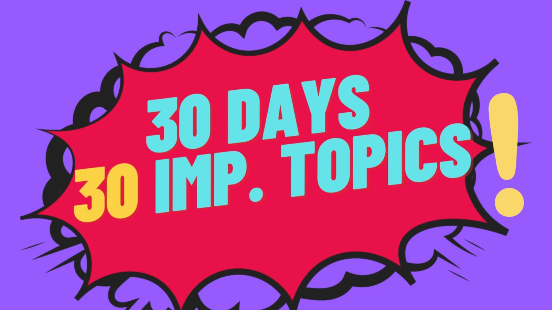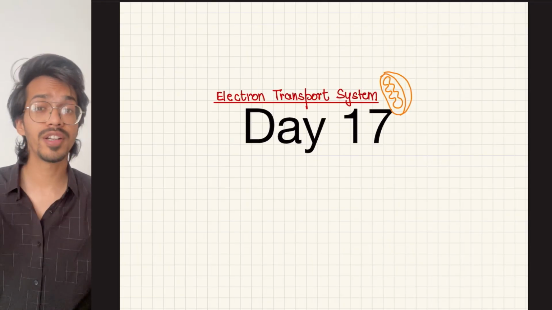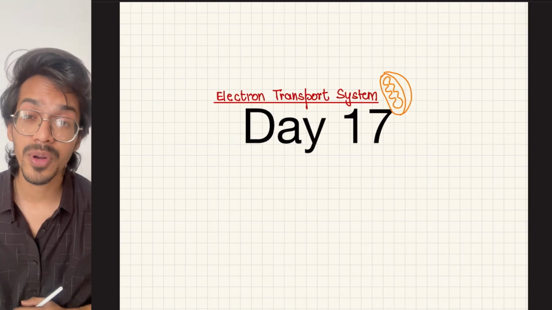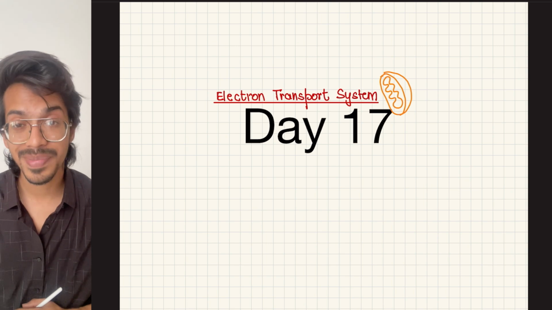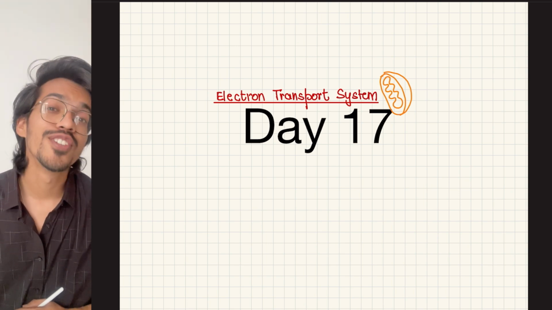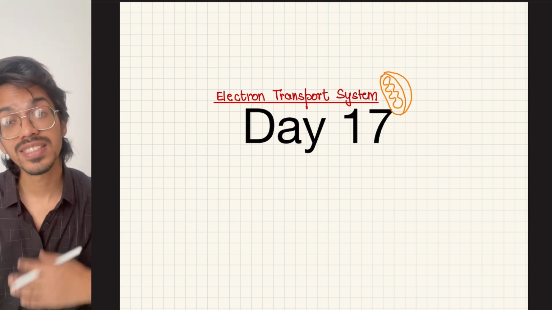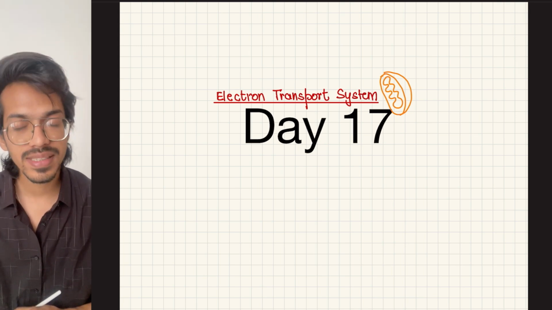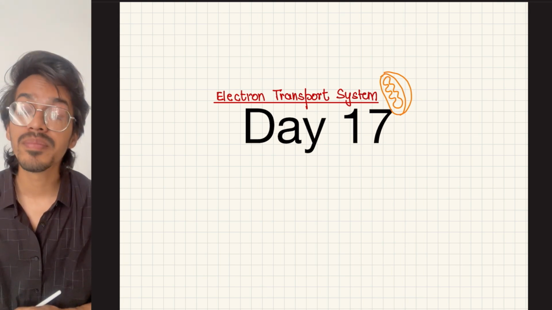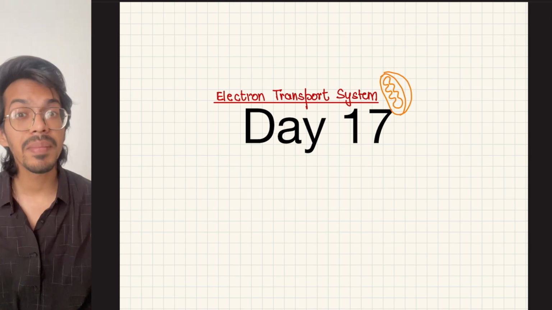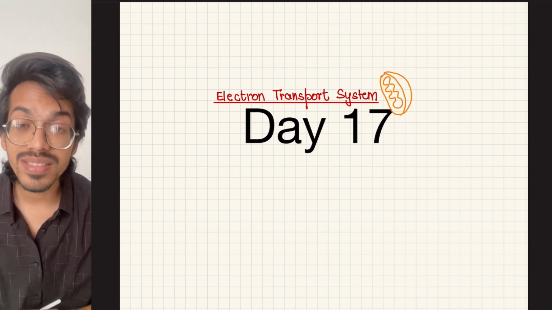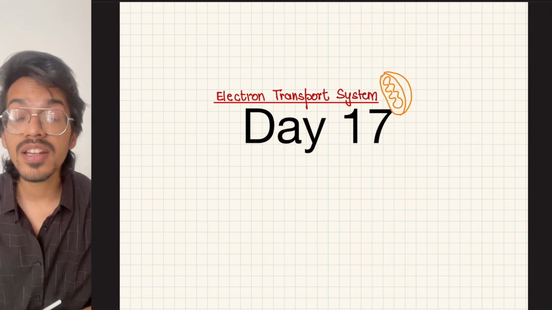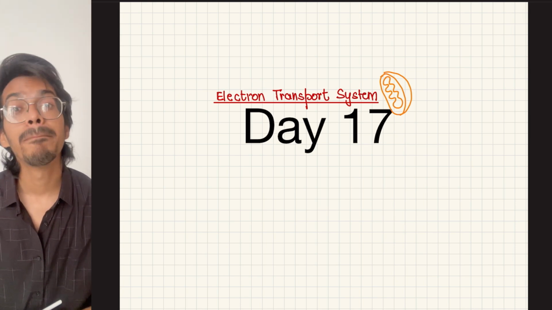Chalo, let's complete it. In today's video, we're going to talk about the chapter Respiration in Plants, from plant physiology, and the topic we're going to be discussing is the electron transport system. Where is it taking place? It is taking place inside the mitochondria. Where inside the mitochondria? Its complexes are present on the inner mitochondrial membrane.